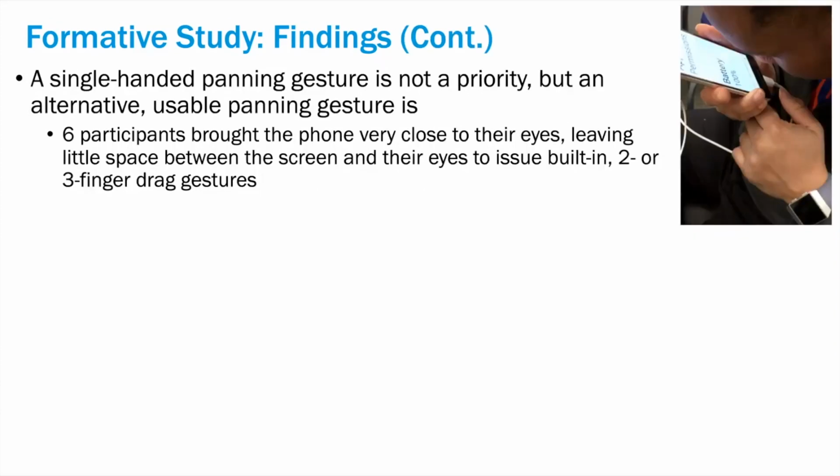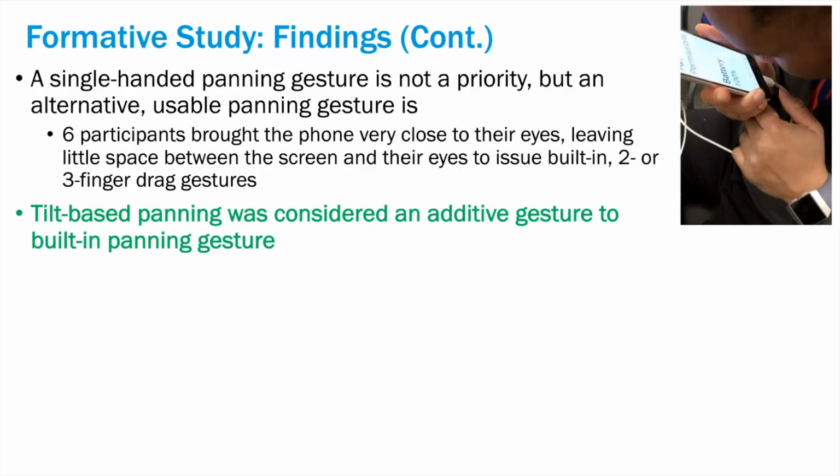We also learned that a single-handed panning gesture was not a priority for some participants, but an alternative usable panning gesture was. As shown in this figure, some participants brought the phone very close to their eyes, leaving little space between the screen and their eyes to issue panning gestures. So, tilt-based panning gesture was considered as an addition, not a substitution.